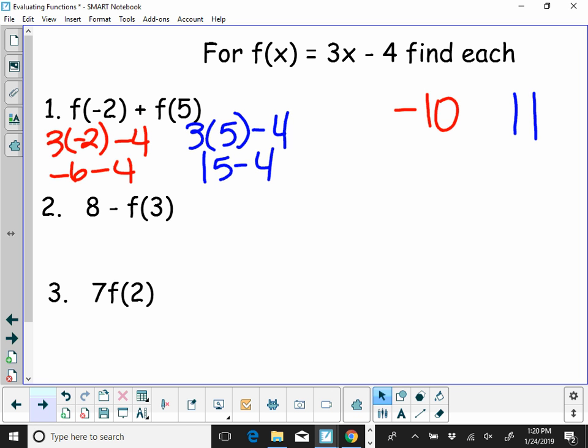And what sign was between those in the problem? A plus, so I'm going to keep the plus. And what is negative 10 plus 11? Positive 1. All right, y'all go ahead and try number 2 and number 3.